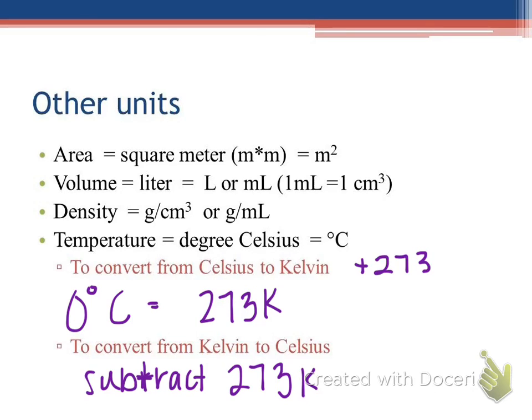Okay, so let's try one here. Convert 25 degrees Celsius to Kelvin. Okay, and Kelvin doesn't have a degrees. We don't call it degrees Kelvin. It's just Kelvin. Right, and I didn't make that rule, but that's just how it goes. Okay, so convert 25 degrees Celsius to Kelvin.